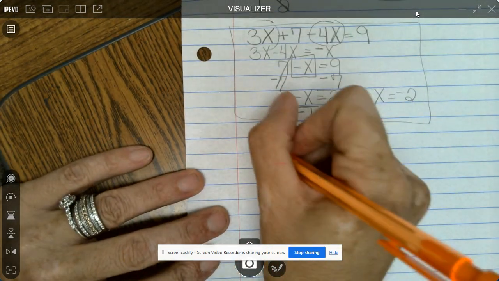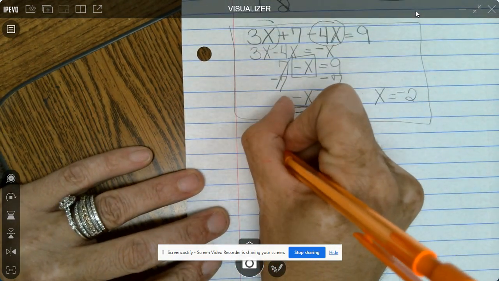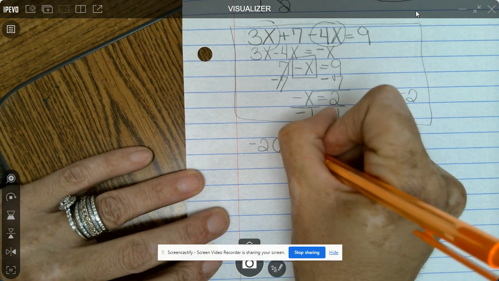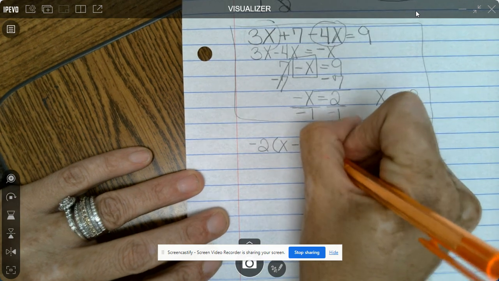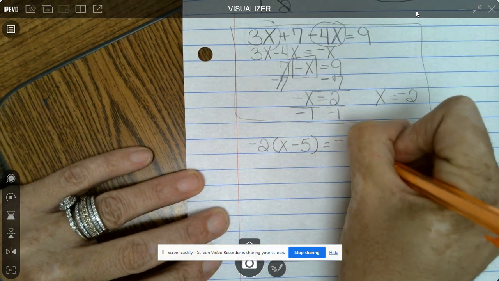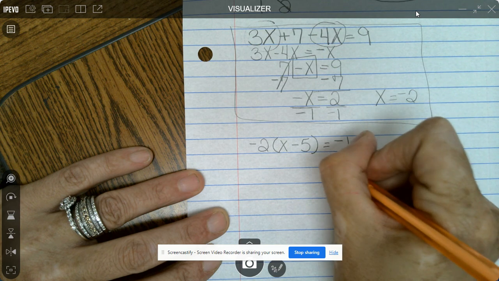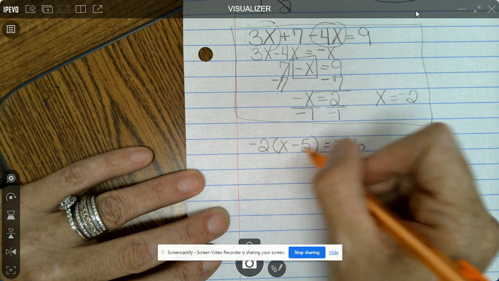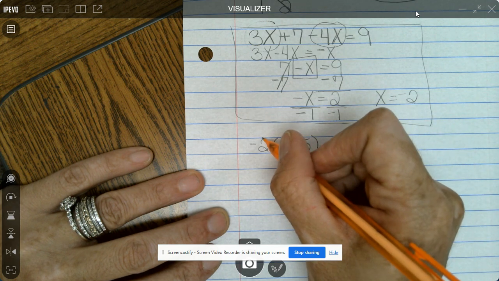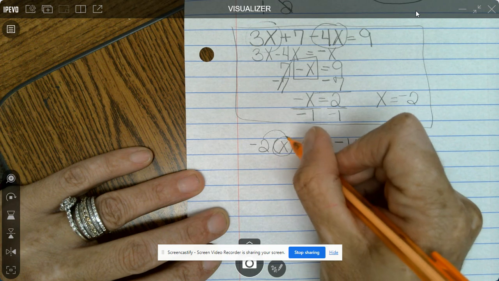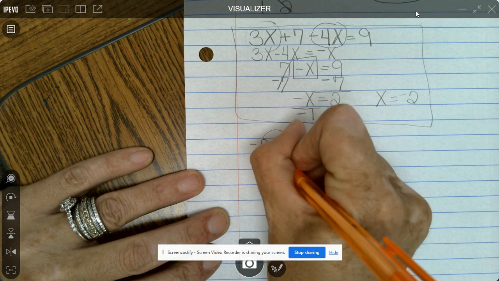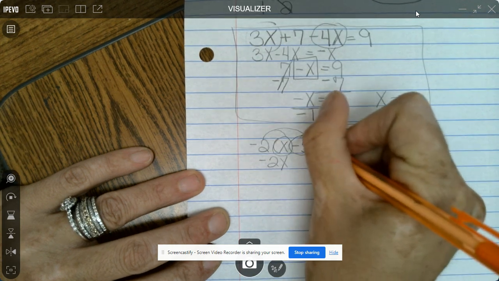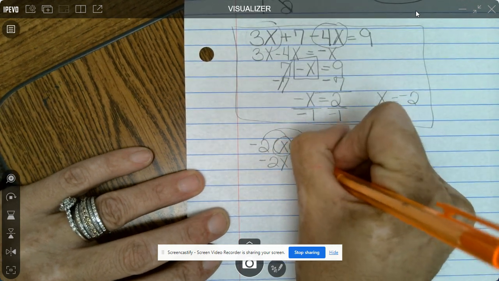Our final thing that we're going to talk about is the distributive property. So if we have something like negative 2 times x minus 5 equals negative 16, let's drop down that equals negative 16 side. We've been doing the distributive property a pretty long time now. So negative 2 times x gives you a negative 2x. Negative 2 times negative 5 gives you a positive 10.